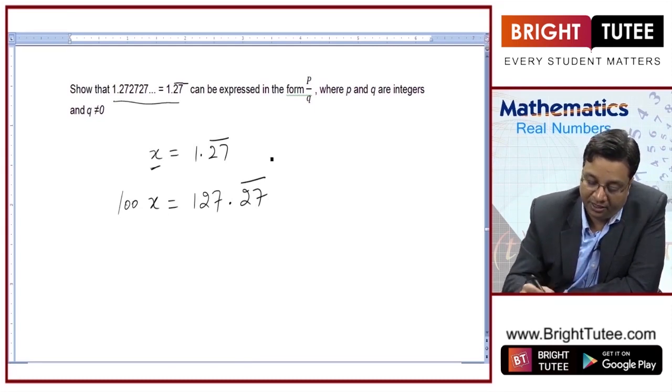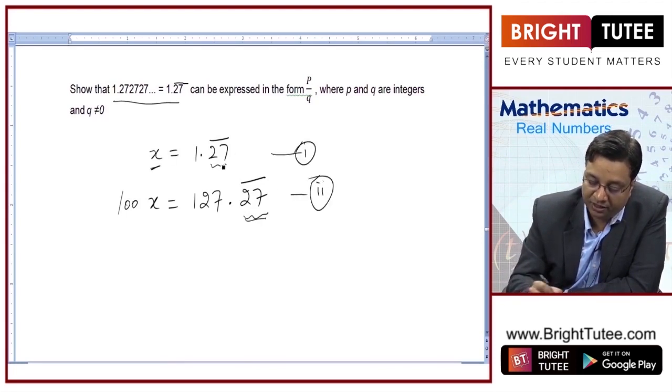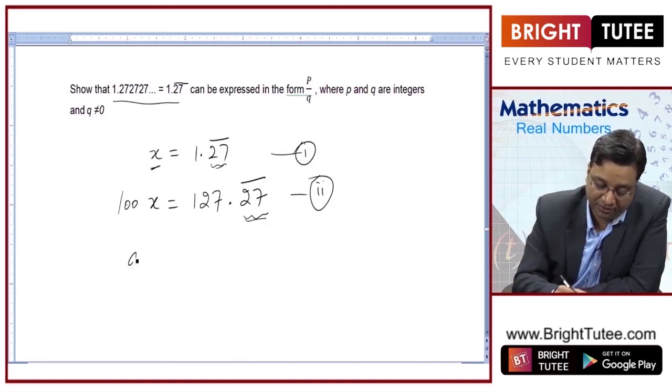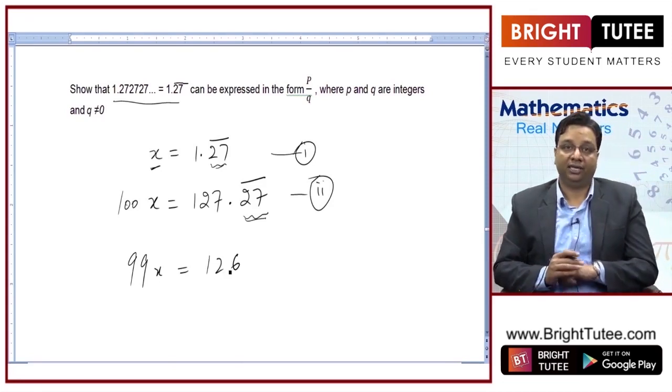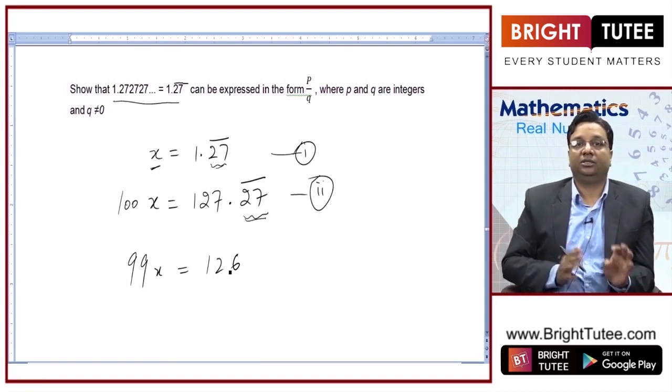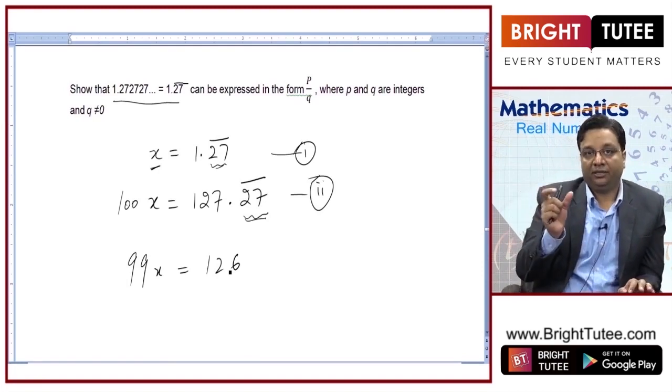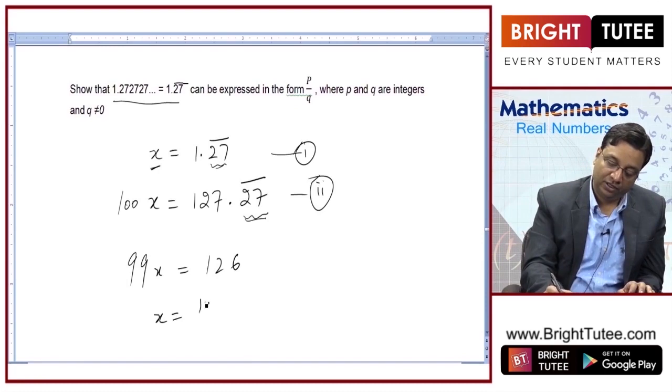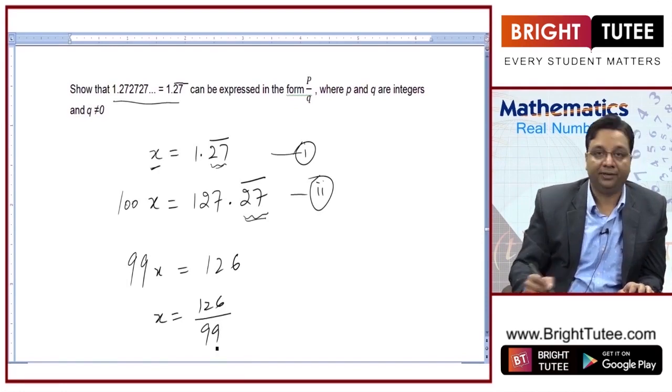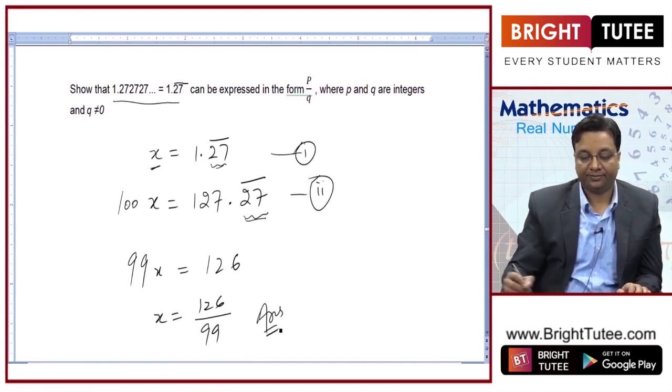Okay, now see, this repeating block is still there. This was here itself. The repeating block is still there. So now if I subtract 1 from 2, this repeating block will get eliminated. 99x will be equal to 127 minus 1, that is 126. Repeating block got eliminated. So our entire purpose is to eliminate the repeating block of numbers. So x is equal to 126 by 99, right?